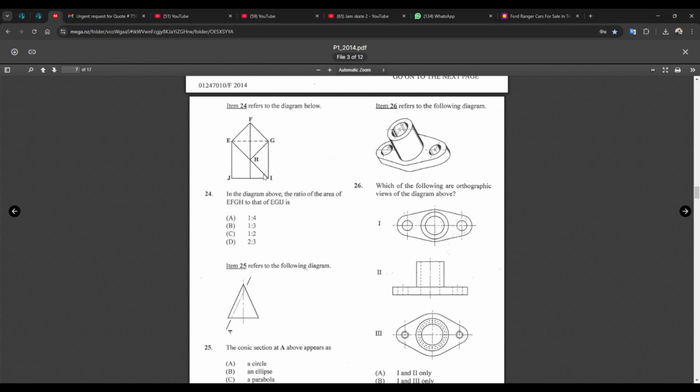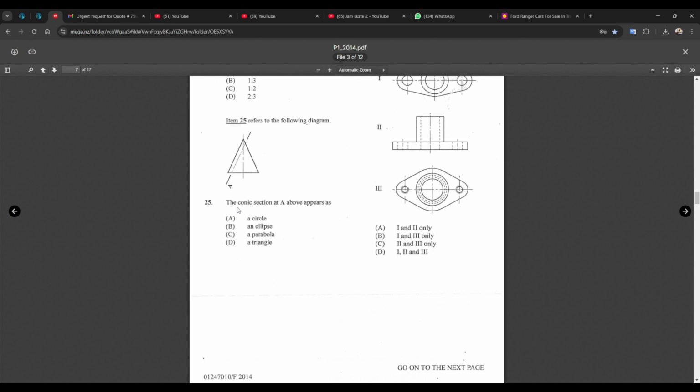Number 24. In the diagram above, the ratio of the area of EFGH to that of EGIJ is 1 to 2. So EFGH is half the area of the bigger square. Number 25, the conic section of A above appears as C. It's a parabola. It will be a parabola, C.